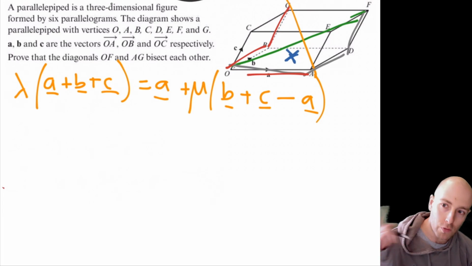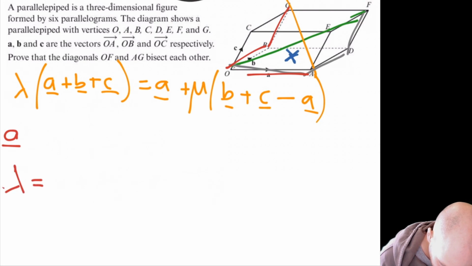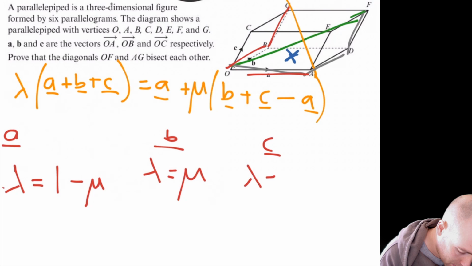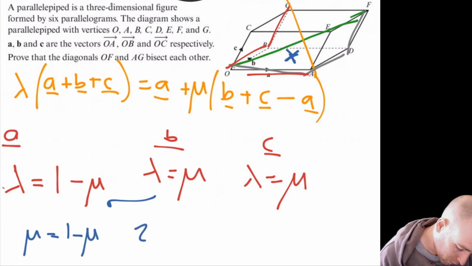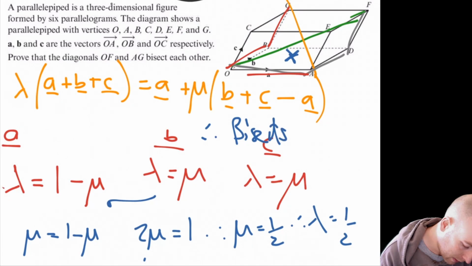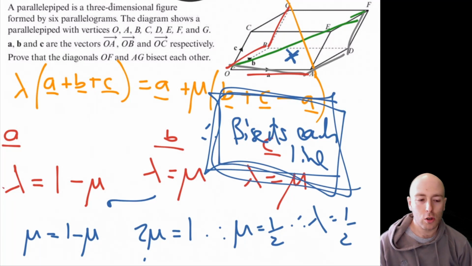So all we need to do now is solve bits simultaneously. So I'm going to look at all the A bits. So for A we get lambda is 1 minus mu. All the B bits we get lambda equals mu. All the C bits we also get lambda equals mu. So I'm going to choose two of these to solve simultaneously. So these two, so we can say mu is 1 minus mu. So therefore 2 mu is 1. Therefore mu is a half. Therefore lambda is a half. Therefore it bisects each line. Cool. There you go.